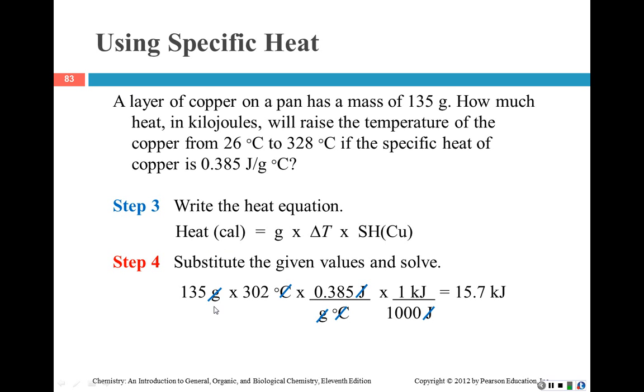So 135 grams times delta T, which is 302 degrees C, times your specific heat, which is joules divided by grams degrees C. See how these units cancel out. Grams and degrees C cancel out. And then you would be left with joules, but we want kilojoules. So your final step will be joules and joules to cancel. And 1 kilojoule is equal to 1,000 joules. And when those joules cancel, you're left with 15.7 kilojoules.